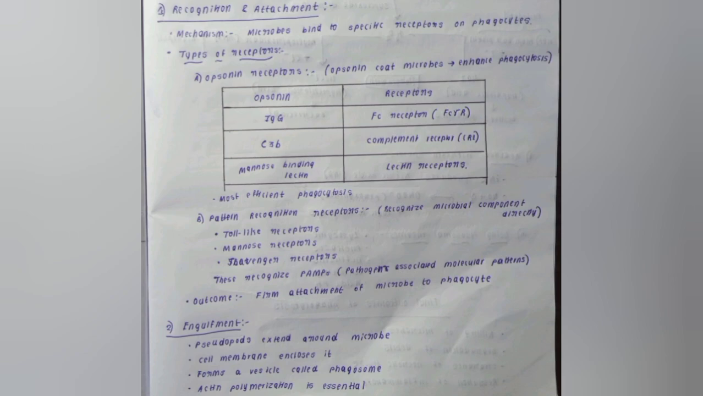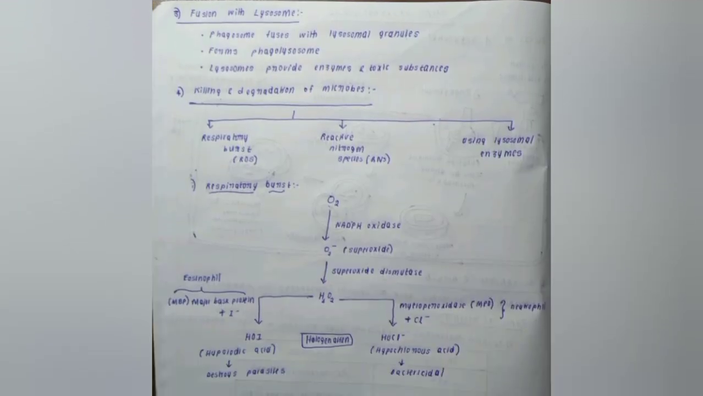Now second process, it is engulfment. So basically what happens, as we saw in the diagram, the pseudopods extend around the microbe and cell membrane will enclose it, and it basically forms a vesicle called as phagosome. And for this formation, actin polymerization is very much essential. I hope all know about actin, muscle physiology of first year.